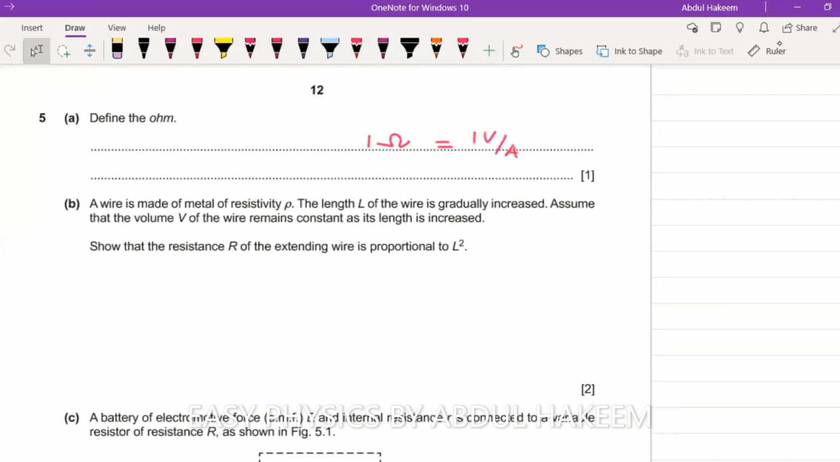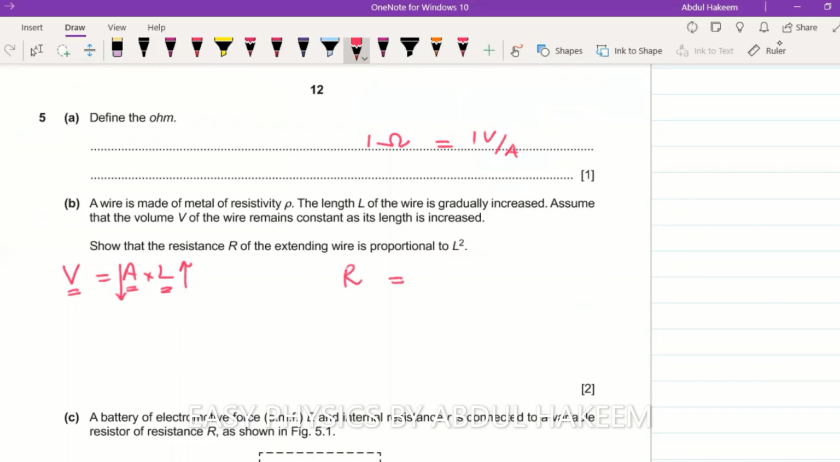Next, a wire is made of the metal of resistivity rho. The length L of the wire is gradually increased, assuming that the volume of the wire remains constant. Okay, volume is equal to area into length. When the volume is constant, then the area and the length are inversely proportional. So L of this wire is gradually increased; when L increases, the area decreases. Show that the resistance of the extended wire is proportional to L square.